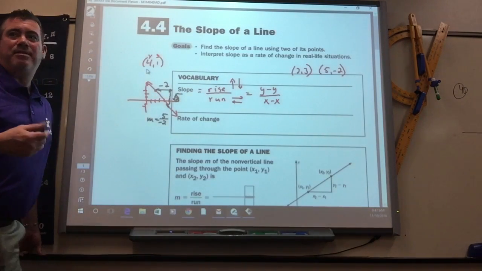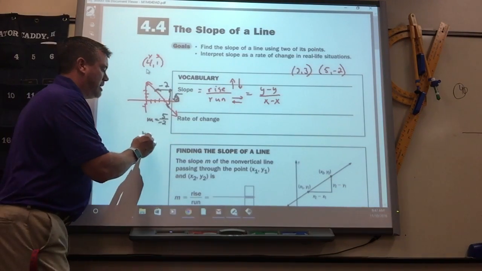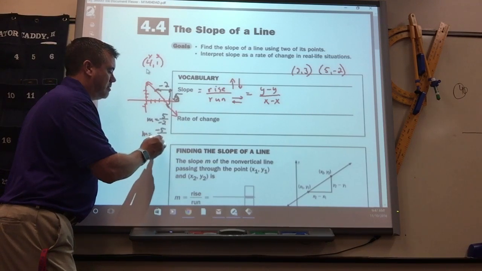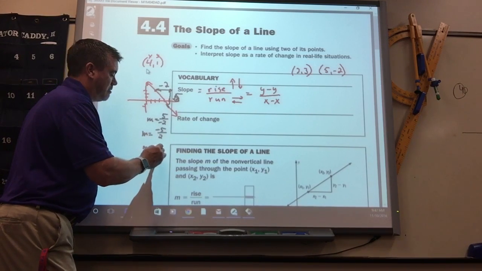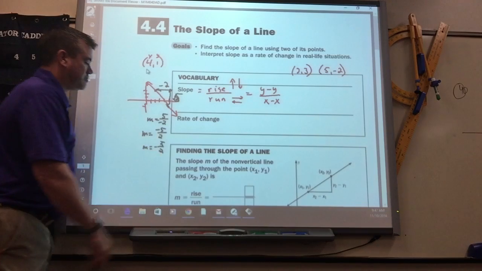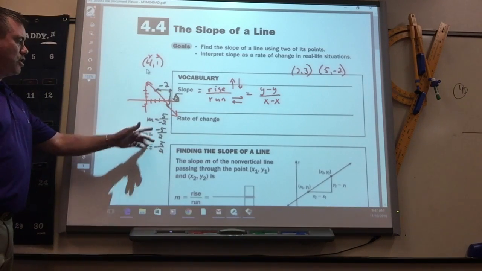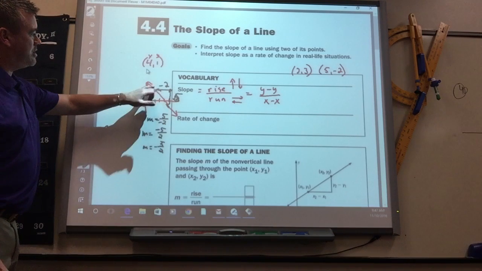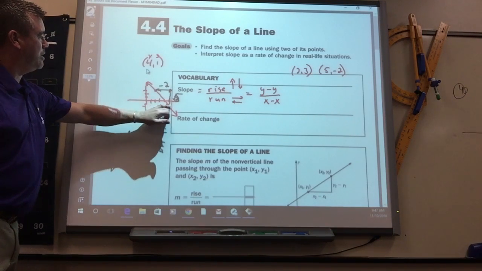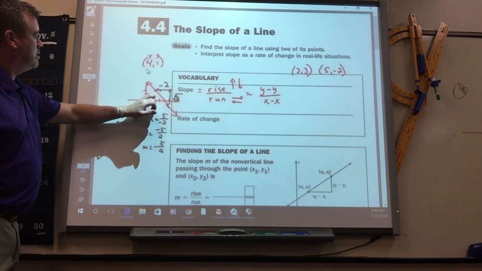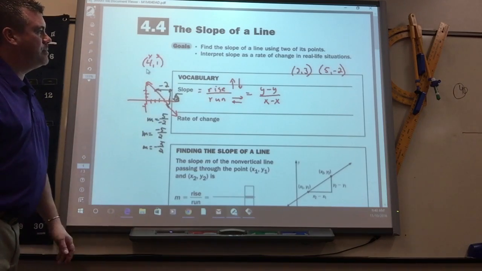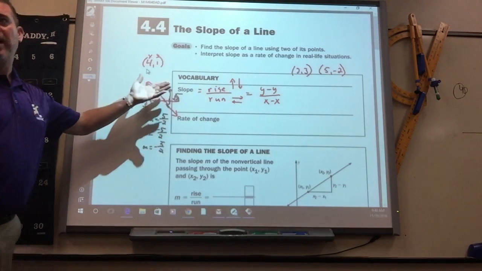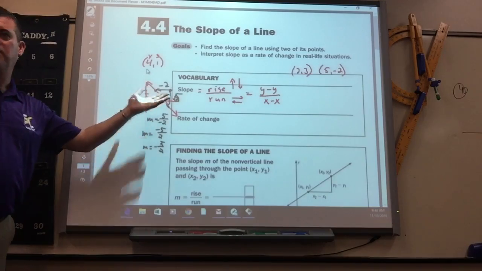Now if there's a negative, it doesn't matter where you put it. I could write it like this, or I could just put the negative right out in front. Negative can go on top, bottom, or out in front. Because I could have started here and went down 5 and over 2. Okay? Now, you don't always want to have to graph these to find the slope.